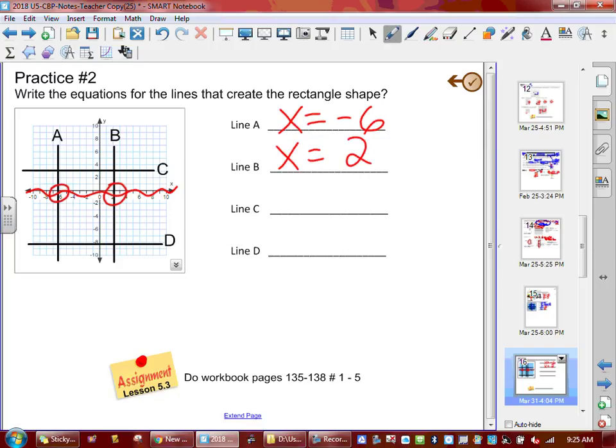Now we're going to look at the Y. Alright, we need to know where they touch this line, C and D. So what number do they touch? 3. On the bottom, what number do they touch? -8.